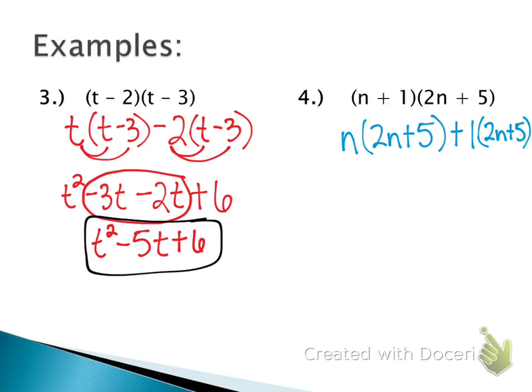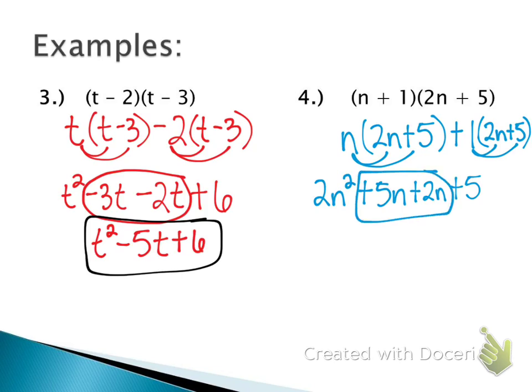Nevaeh, when I distribute this n, what do I get? Good. 2n squared. What else? Plus 5n. Very good. And then I also have to distribute the 1 in the back. Keon, what do I get when I distribute a 1? Okay, a positive 2n plus 5. Next thing. Combine like terms. Which terms are alike? The 5n and the 2n.